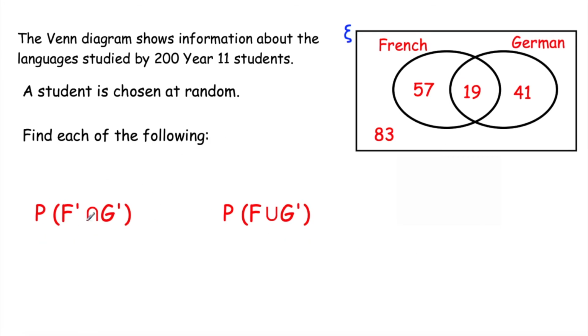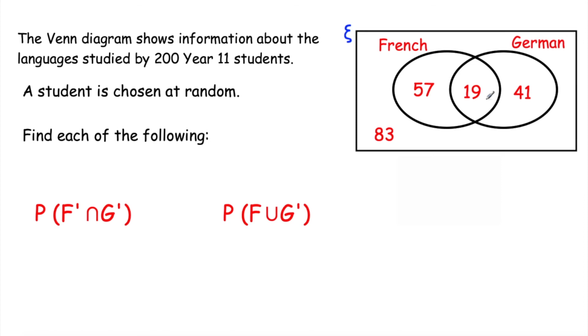So what I've got is our intersects and our unions, but I've also put in some dashes in there as well. So let's have a look at our next one. This is the probability of F dash intersect G dash. So that means not F, so not French, and not German. So not French and not German.